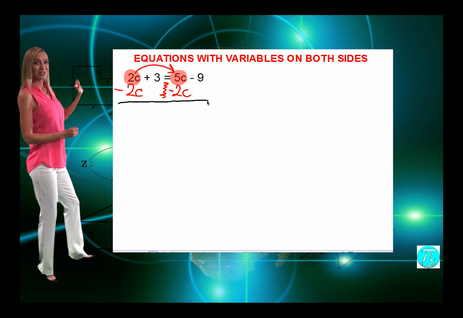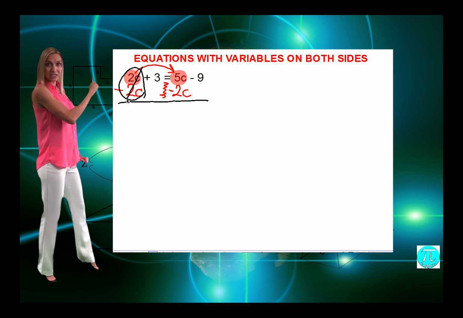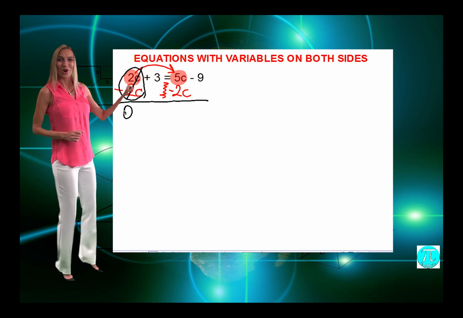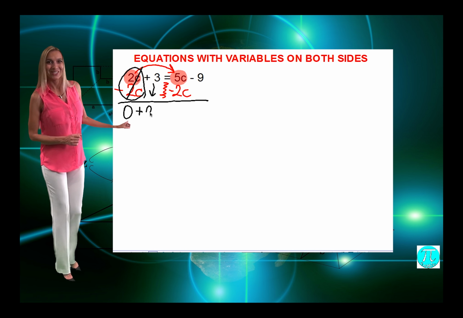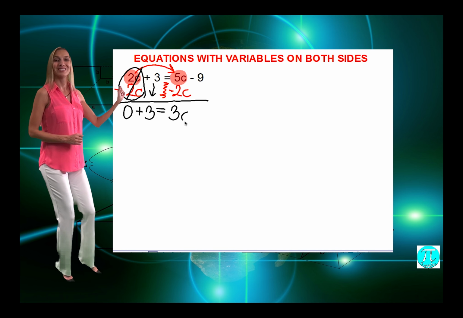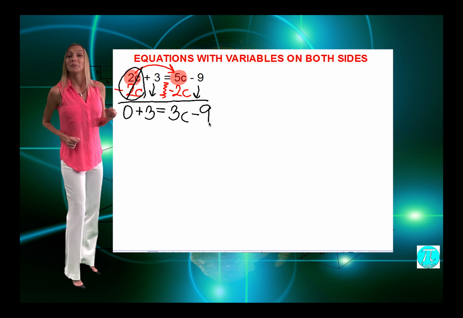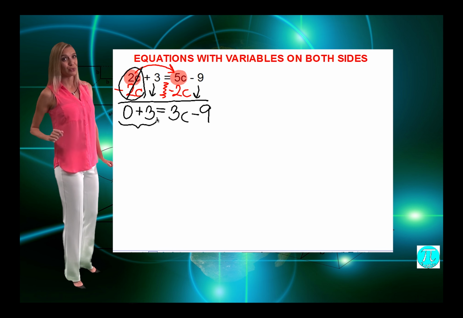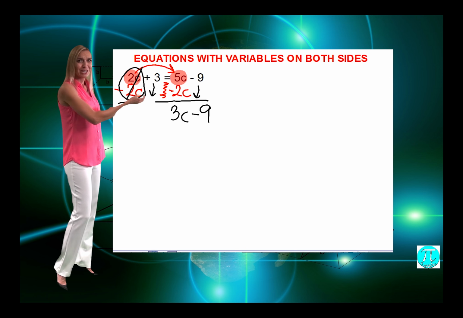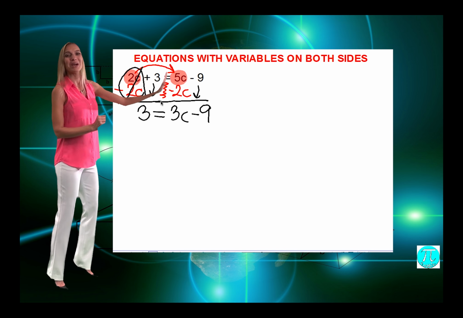Now let's make sure we're right. 2c minus 2c indeed is equal to 0, right? Same number, opposite signs, they will become a 0. And we have our positive 3 still. We still have our equal sign. Do not forget to drop down the equal sign. Now 5c minus 2c is 3c, and we have a minus 9. Do we have to write the 0? We do not, right? We know that 0 plus 3 indeed equals 3. So let's kind of fix it up. And we have 3 equals 3c minus 9.